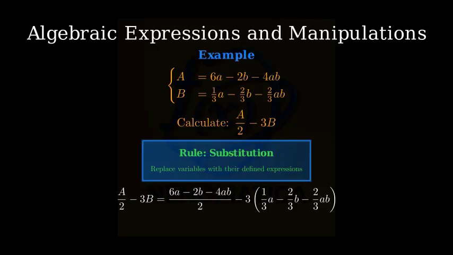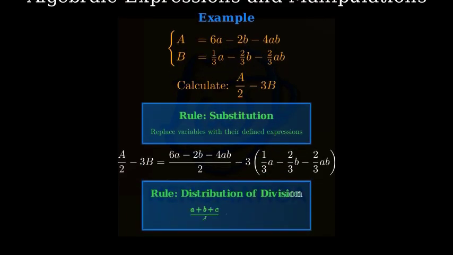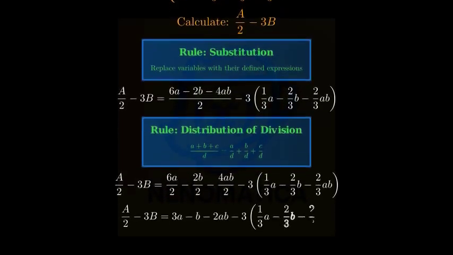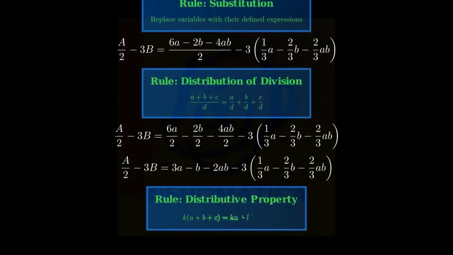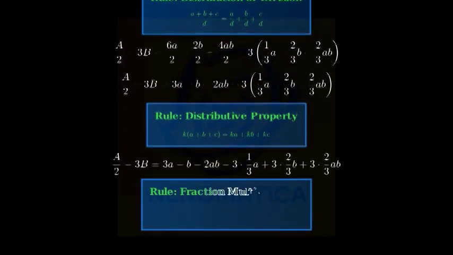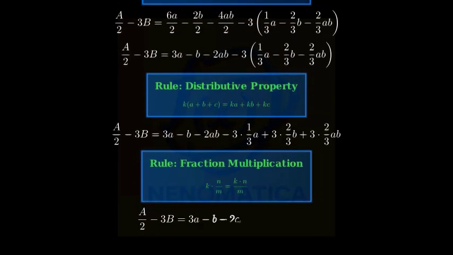First, let's focus on A over 2. Now, let's simplify A over 2. We divide each term in A by 2. Next, let's focus on negative 3B. We need to distribute the negative 3 to each term inside the parentheses. Now, let's simplify each term within the distribution. 3 times 1/3 a equals a, 3 times 2/3 b equals 2b, and 3 times 2/3 ab equals 2ab.